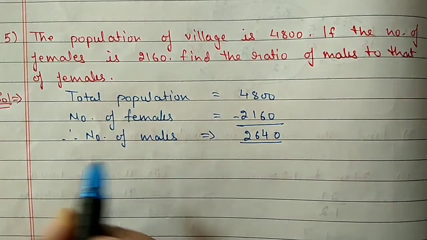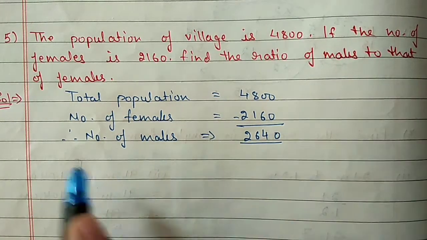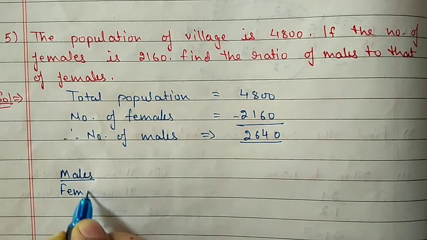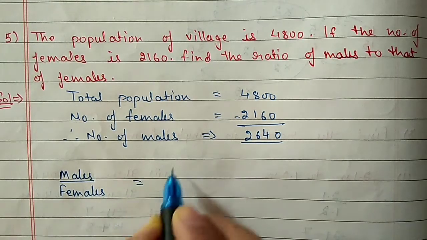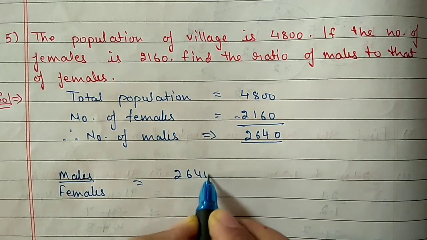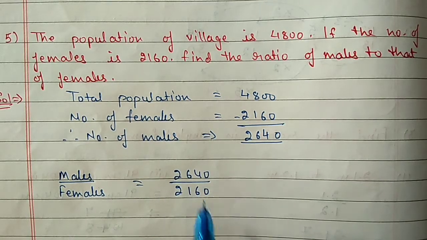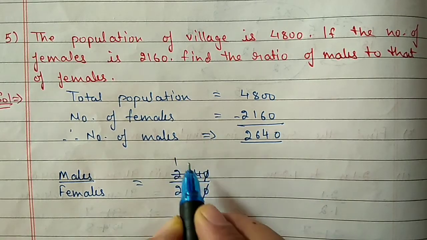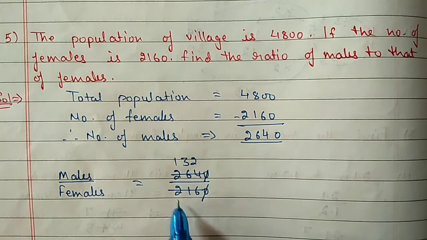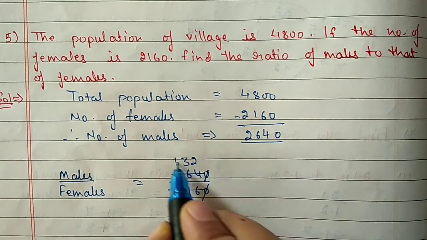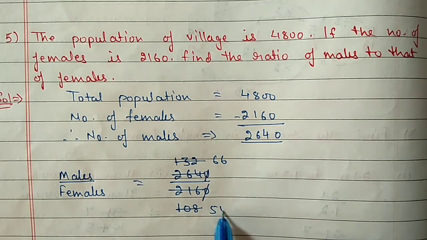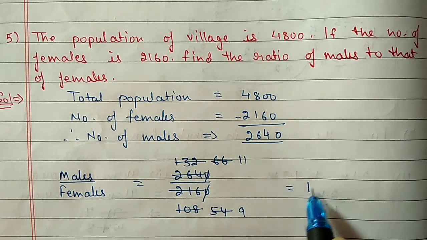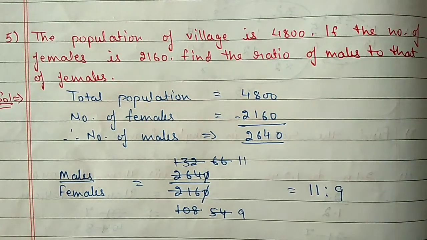You will get 2640. Now, we have to find out the ratio of males to the females. Means males will come at the numerator place and then females at the denominator. So, males to the females we have to find out. Males are here 2640 and females are 2160. Do the cancellation. 0 to 0 we can cancel. Then with the 2 table, 2 1s are 2, 2 3s are 6 and 2 2s are 4. Again 2 1s are 2, 2 3s are 6 and 2 2s are 4. Then you can cancel with the 6 table. 6 11s are 66 and 6 9s are 54. So the answer will be 11 is to 9.